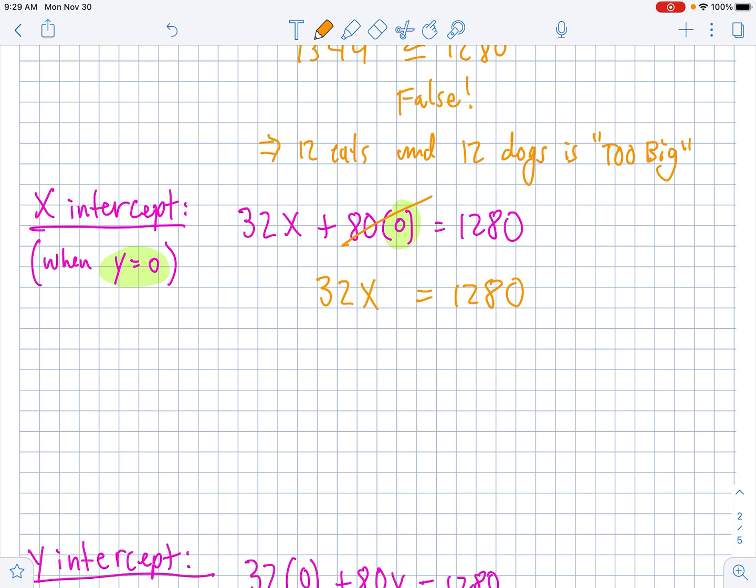I'm using an equal sign here because I just want to figure out, if it was just a line and not an inequality, where it would touch the x-axis. So if you take 1,280 and divide it by 32, you get 40. So divide both sides by 32 to undo the multiplication. X is equal to 40, which means the point (40, 0) is a point that works in the inequality, first of all, and it's where it touches the x-axis. What this means is they could have 40 cats and no dogs. Remember that x's are the cats, y's are the dogs.